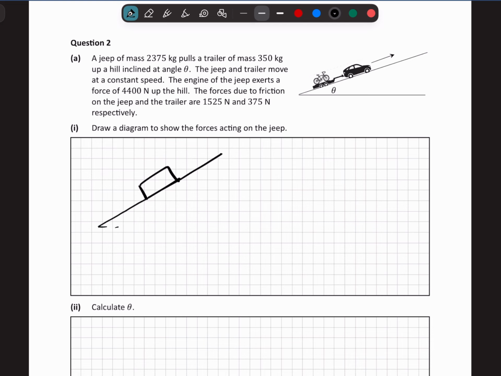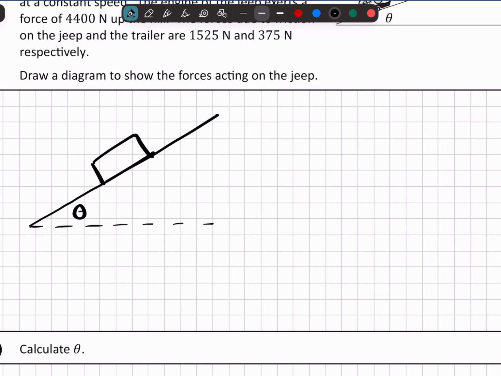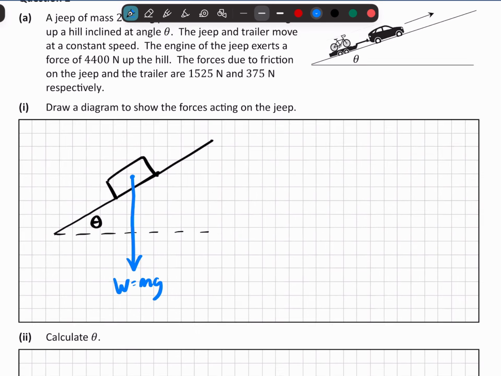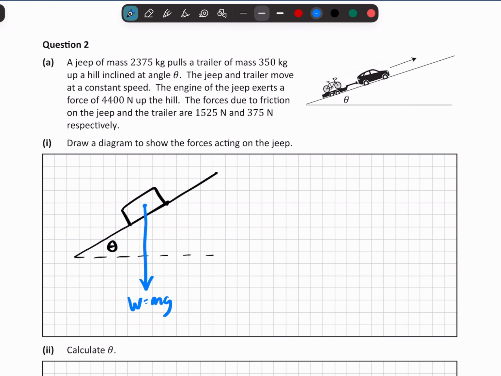I like to for my own sanity. I often recommend to my students you can do it in a slightly lighter pencil or different color. But here I'll do the forces in blue. So acting down, there is the weight, mg. The driving force up the hill here is the engine, so I'll call that E. We've got our reaction force, R.